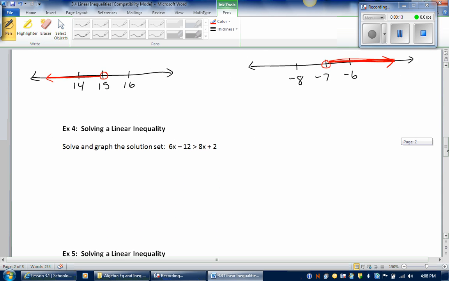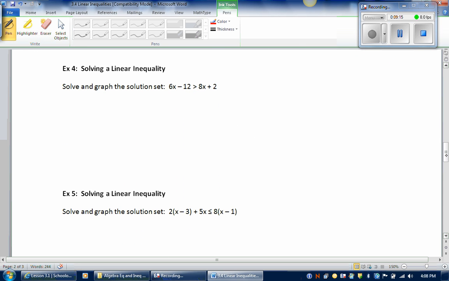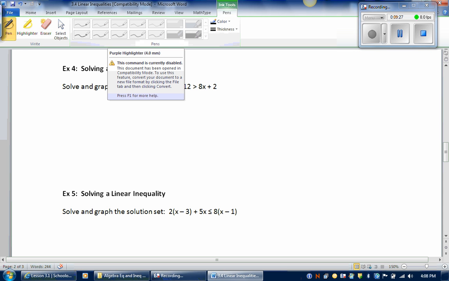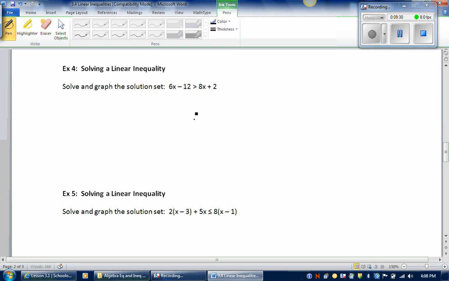Okay, so let's try one that's a little bit more difficult. Just like we did when it was just an equation, all of the rules are exactly the same except for when you multiply or divide by a negative. You want to get all of the variables to one side, all of the constants to the other. You're still moving the smaller term with the variable to the other side, so you don't have to deal with a negative. Okay. Move the constant to the other side.